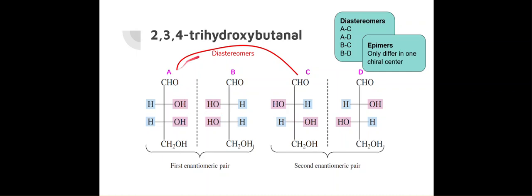But A is also an isomer of C, and it's a diastereomer of C because they're not mirror images of each other, but they still have the exact same molecular formula. So A and C are going to be diastereomers. A and D are going to be diastereomers. B and C will be as well, and B and D will be as well.